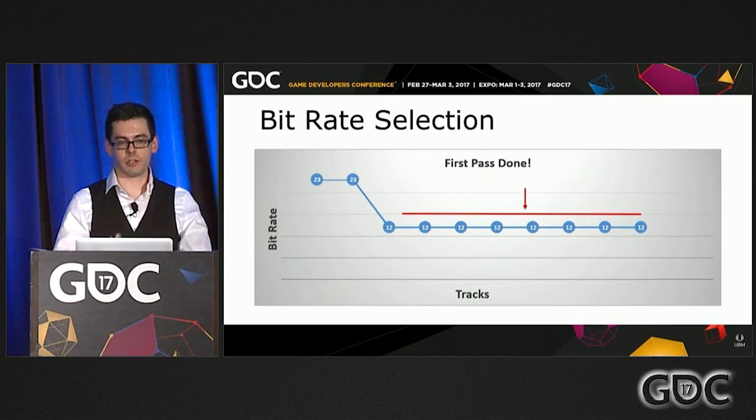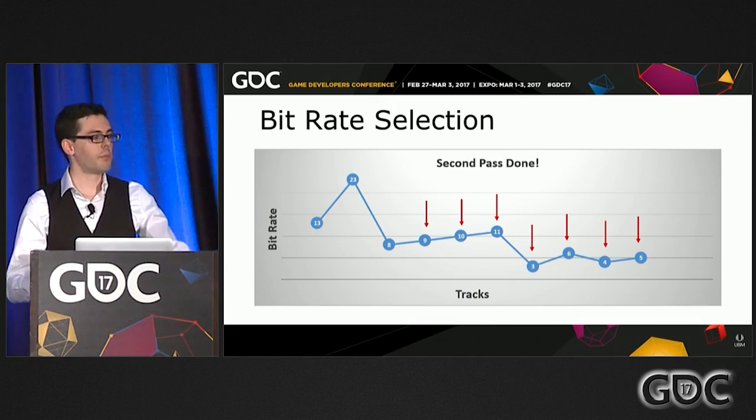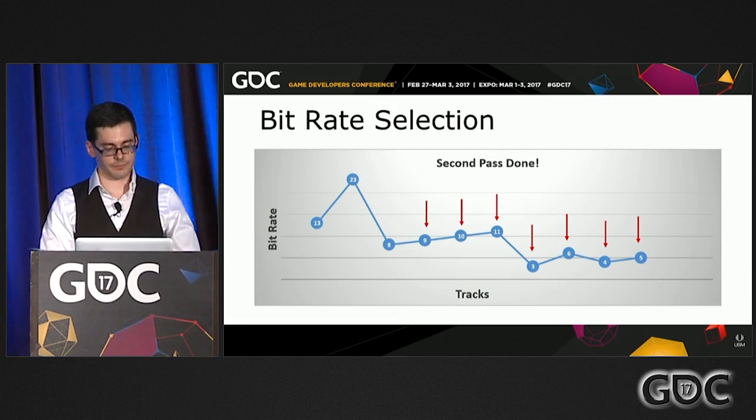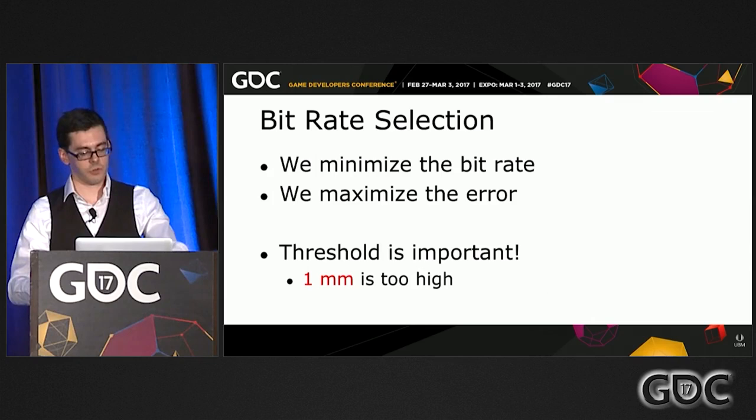And the goal of the second pass is to iterate over each track individually and lower the bitrate as much as we can up until we've processed all the tracks without exceeding our error threshold. So in a sense, we minimize the bitrate very aggressively here. It also means that we maximize the error up to our threshold very aggressively, and it'll be made obvious in a future slide. This makes the threshold critically important.